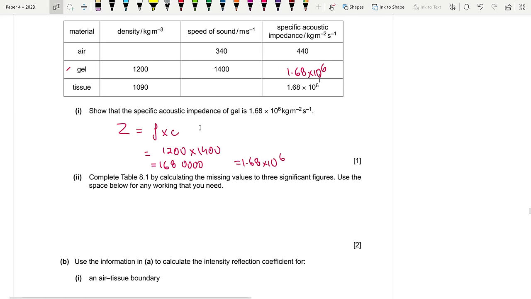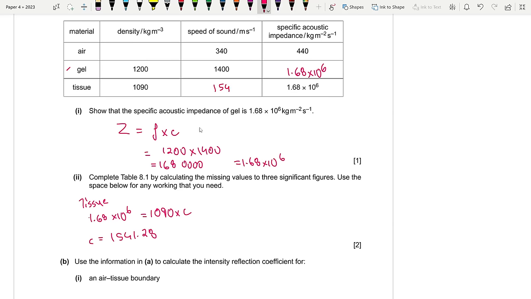Complete table 8.1 by calculating the missing values to 3SF. Use the space below for any working. Okay, so for tissue, 1.68 times 10 to the power 6 is equal to 1090 times C. So what is C? 1.68 times 10 to the power 6 divided by 1090. So C is actually 1541.28. As you can see, all data is given to three significant figures over here, so we should round this off to 1540.